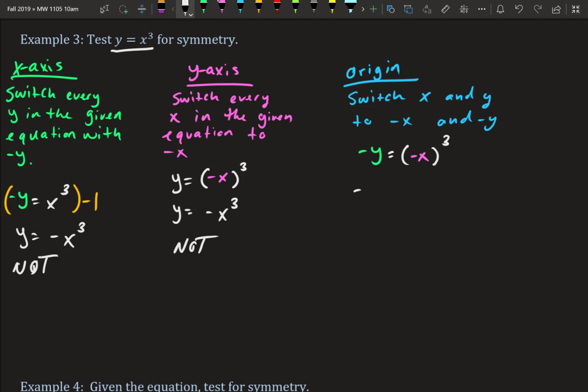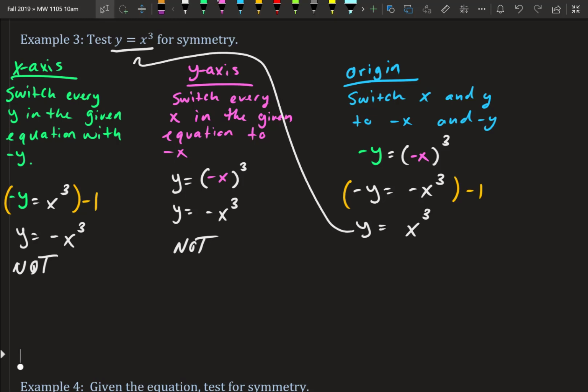We know that it's negative y equals negative x cubed, because negative x times negative x times negative x is negative x cubed. And then we need to get rid of this negative y, so we multiply by negative 1. All that does is switch the signs around. So we have y equals x cubed. Now, is that the same as the original one? It totally is. So we can say that this is symmetrical to the origin.